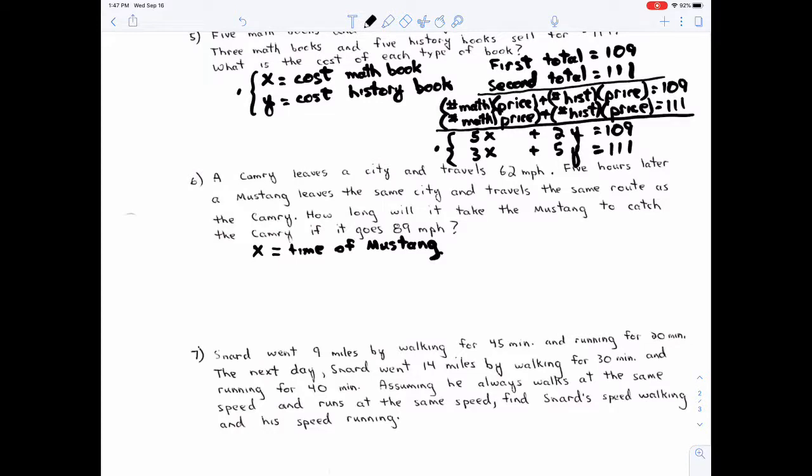So what does this say about both of them? They leave the same city, they travel the same route, and they end at the same spot. So what's that saying? That's saying the Mustang distance equals the Camry distance. Okay, well, how do you find the distance for each one? Notice those are not totals. If it was a total, I'd say it'd be the sum of the two distances, but these are individual distances, so I'm going to say rate times time.